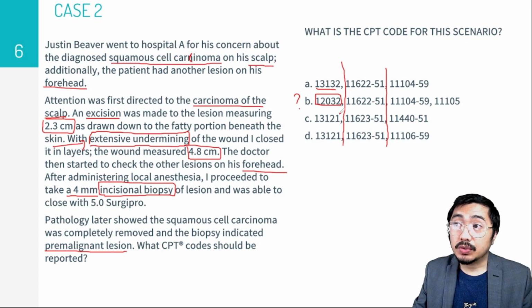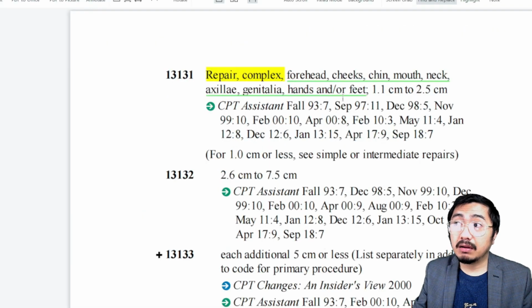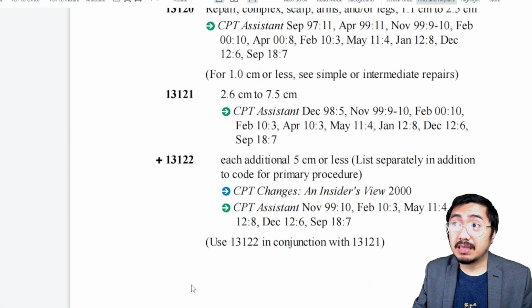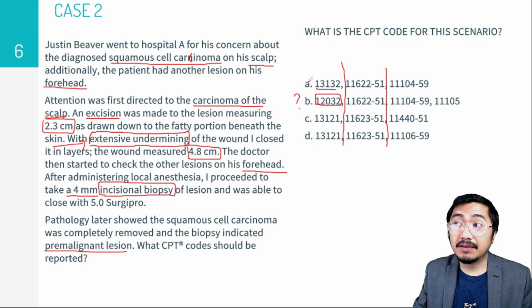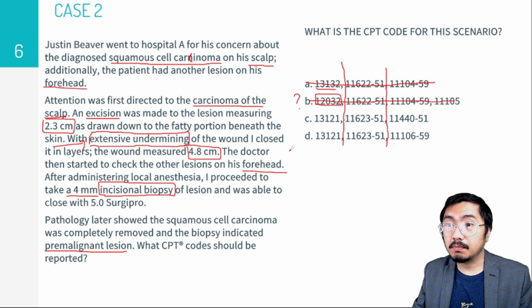Okay, so can we find scalp here? Maybe forehead, but let's check 13121. Maybe the word scalp is there, so you have it here. Scalp, complex repair. So this is much better to use. So we can safely eliminate letter A in this case. We can also eliminate B because letter C and D looks more promising because of the term extensive undermining here, which is for your complex repair.